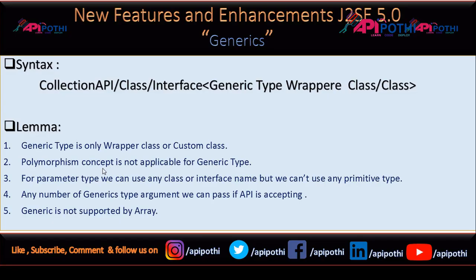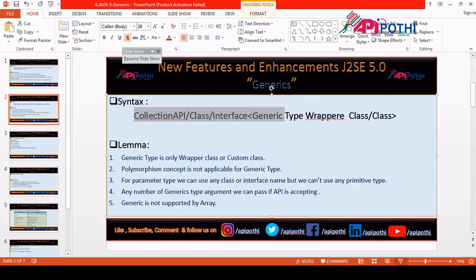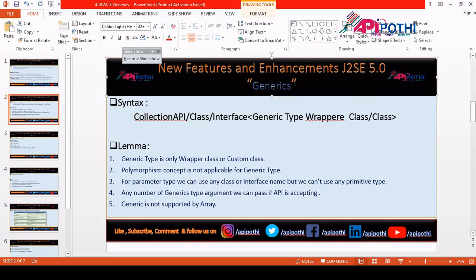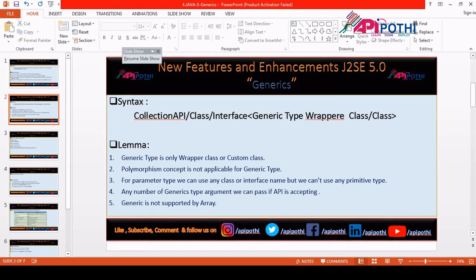Polymorphism concept is not applicable for generic types. Polymorphism means you define one as an integer, and the parent of integer is number, right? So if you define one generic as a number and you are trying to use integer, these are all things not allowed.